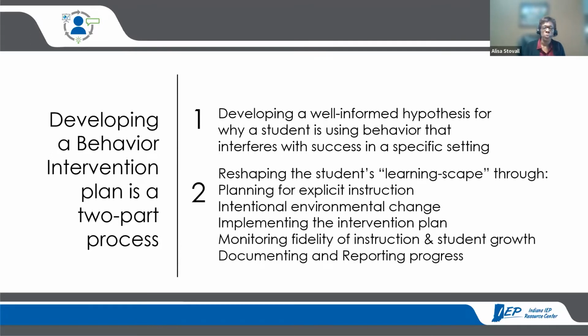And then the second part is, once we have that information, we're going to take very deliberate steps to reshape the student's, what I call learning scape. We're going to plan for explicit instruction. We're going to intentionally make changes to the environment. We're going to implement whatever plan we develop with fidelity. And we're going to monitor ourselves to make sure that we are providing the instruction and the student is making progress. Then we're going to document all that we do and report that out, and hopefully celebrate at some point.